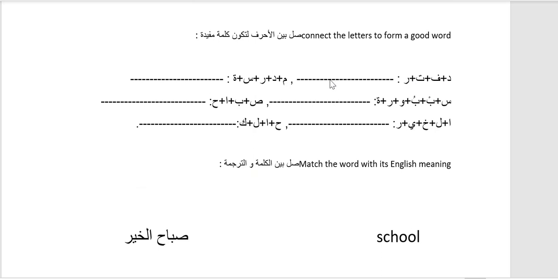Sabah, al-khair, haalak. Now, daftar means notebook. Madrasa means school. Sabura means blackboard. Sabah means morning. Al-khair means good. Haalak means yourself.